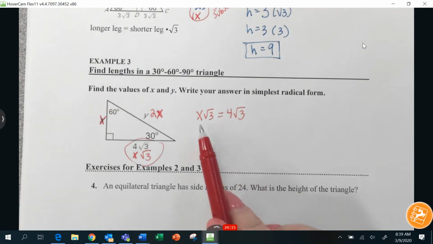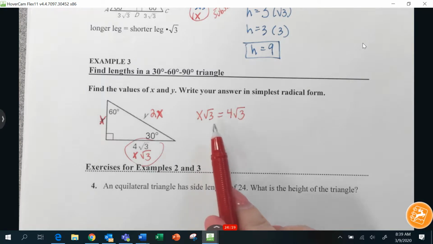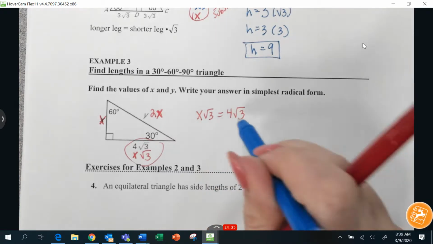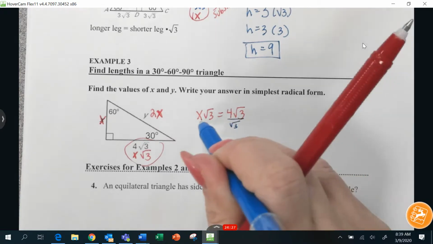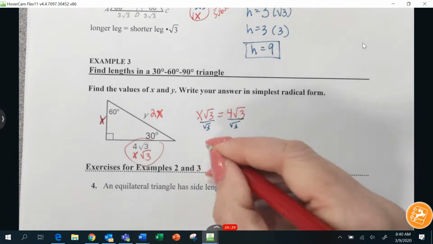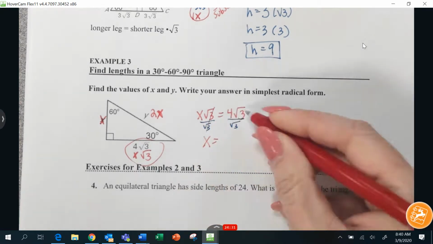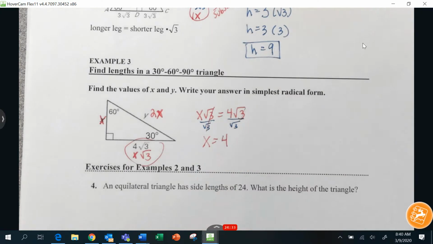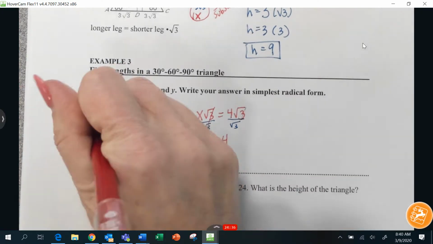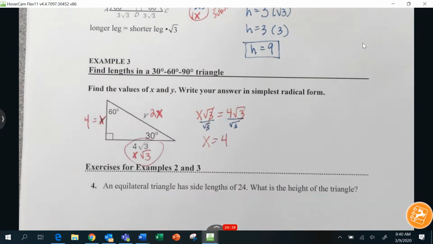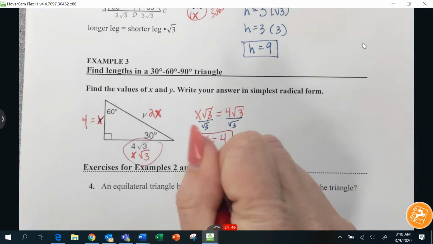How do I find the x? Rakaya, what do I do to this equation to get x by itself? Perfect. So I get x equals, that will cancel, and it cancels on the other side also, 4. So we have x equals 4.